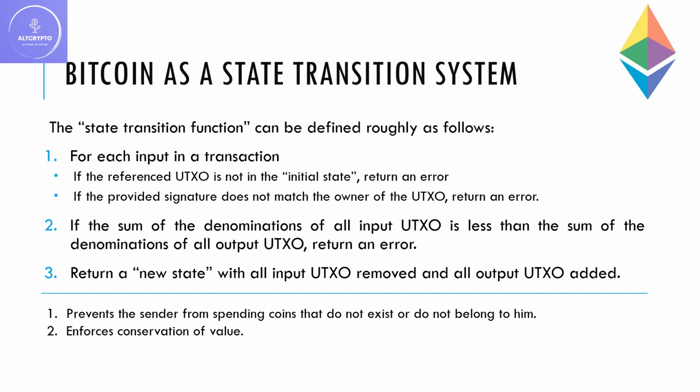If the sum of the denominations of all input UTXO is less than the sum of the denominations of all output UTXO, return an error. Return a new state with all input UTXO removed and all output UTXO added.